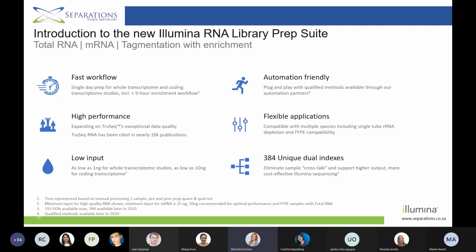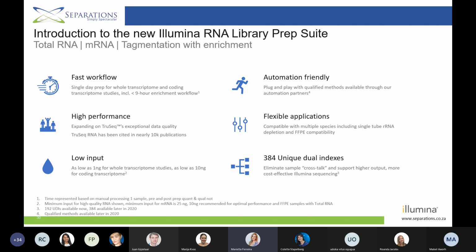The input for these new kits is really low. It's as low as 1 nanogram for whole transcriptome sequencing and 10 nanogram for coding transcriptomes. All these kits are automation friendly, so if your throughput is quite high, we can think about automating the process.